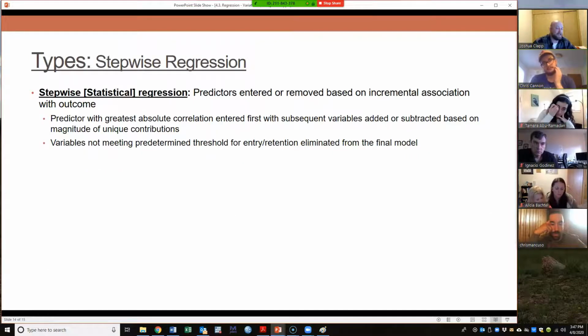All right. Last thing is stepwise regression. Stepwise or statistical regression. This is what people commonly confuse hierarchical regression with. Stepwise regression is a data-driven approach. What we're doing is entering or removing predictors based on their incremental contribution, right? Or their association with the outcome.